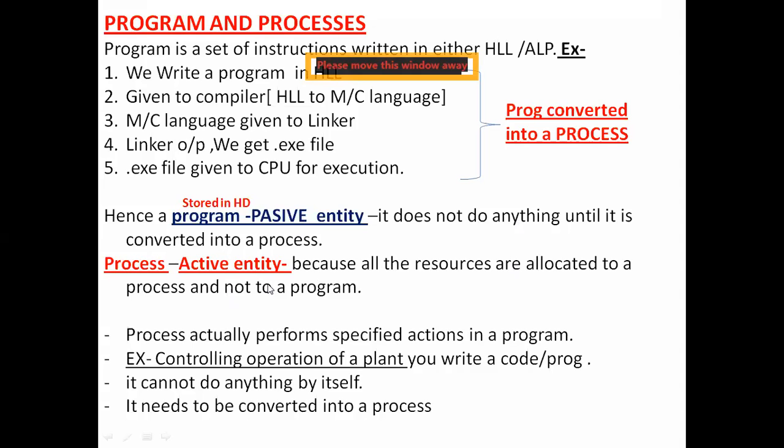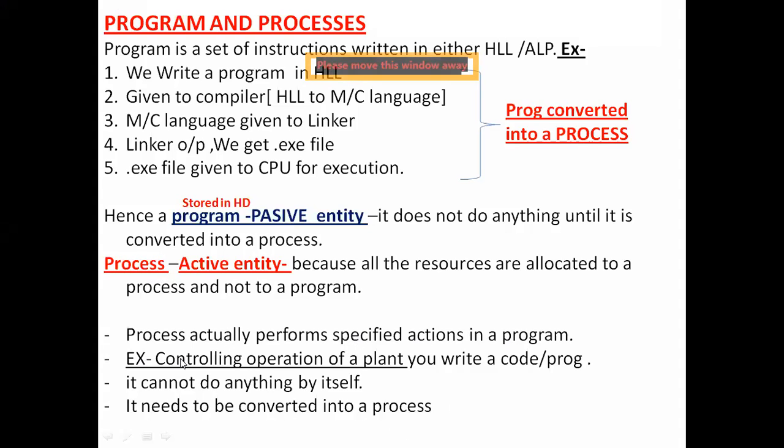The resources can only be allocated to a process, initially while we begin the execution of the process, whereas the program will not need any sort of resources like CPU time or input output devices, etc. So for this reason, we call a program a passive entity, whereas a process is an active entity. The process actually performs a specified action in a program.